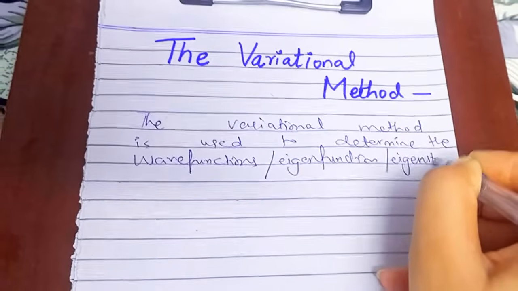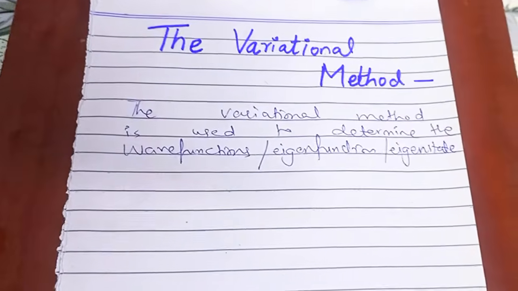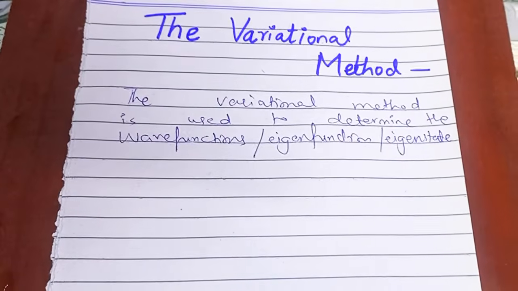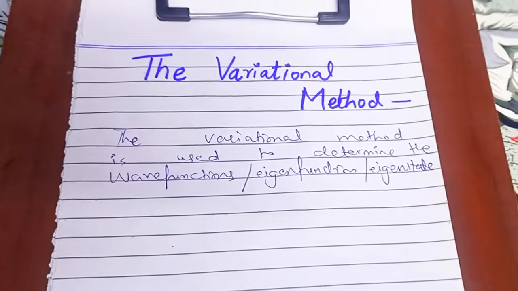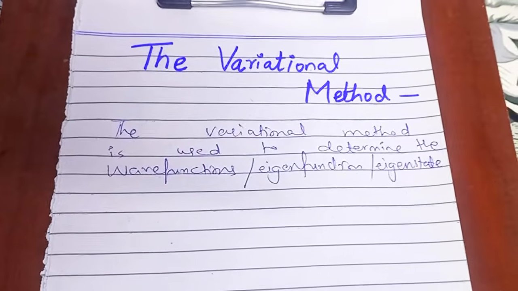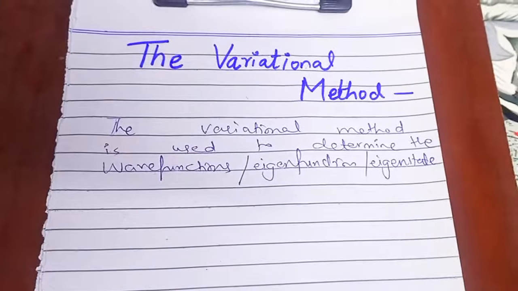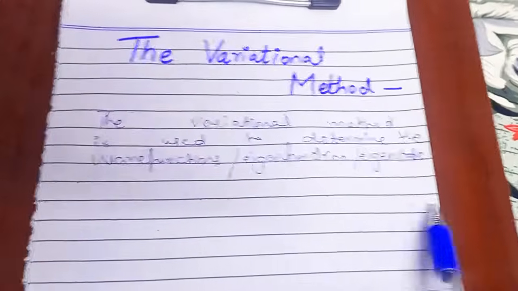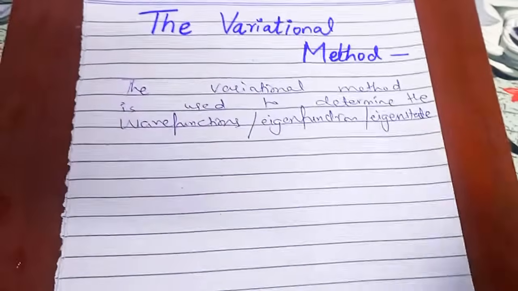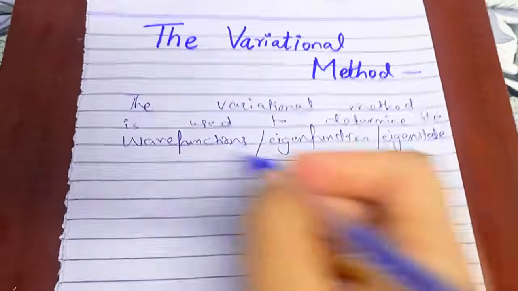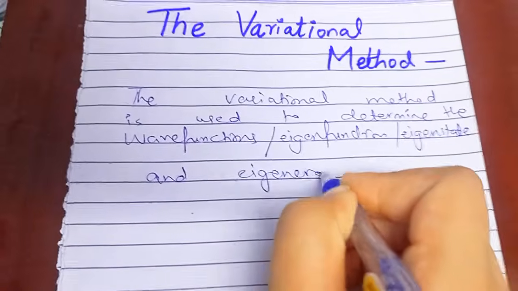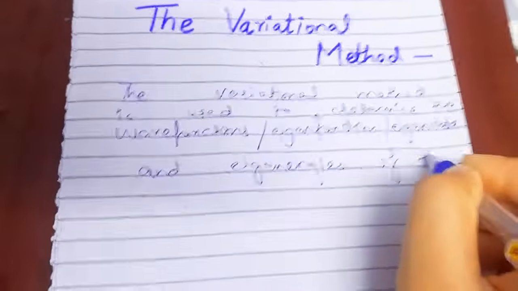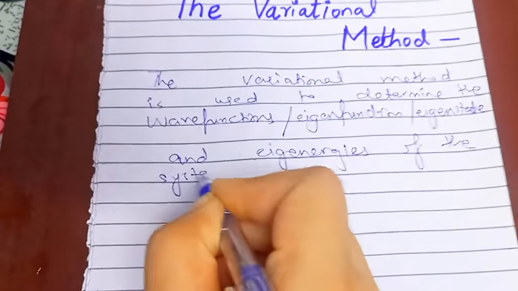You should be familiar with all of these equivalent words for the wave function, because in different books different wordings are used to call certain things, so you should know they are similar things. Wave function, eigenfunction, eigenstate, and eigenenergies of the systems in quantum mechanics.